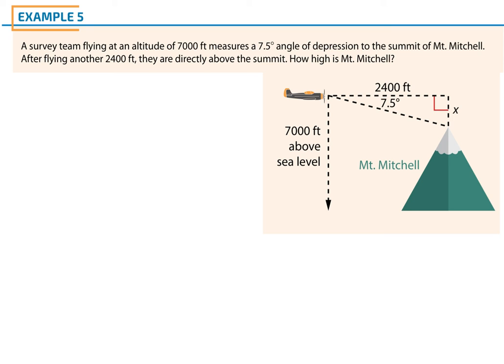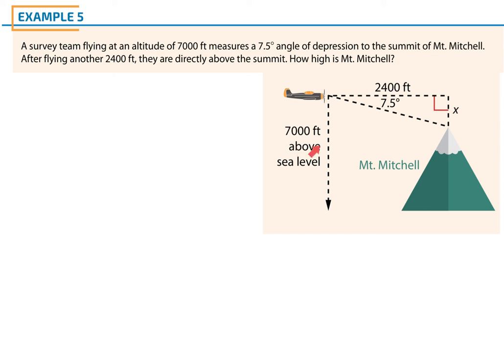So we know that they are at an altitude of 7,000 feet, which is important at the end, right? They fly 2,400 feet. So this is a horizontal measurement here, 2,400. And it tells us they're directly above the peak of the mountain. This 7.5 degrees is to the peak there of the mountain. So the right triangle that is created is actually this one. And we don't use the 7,000 at all for the right triangle.